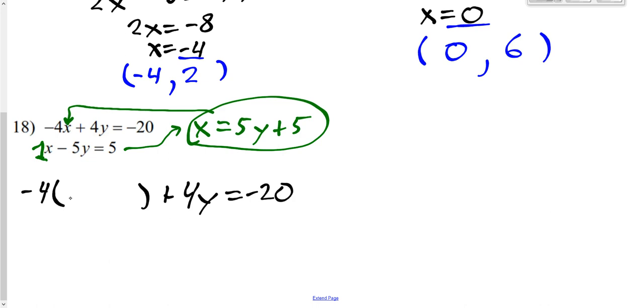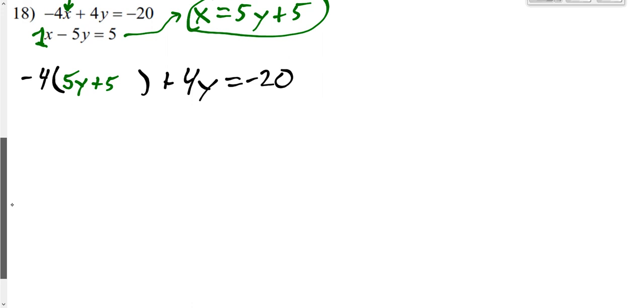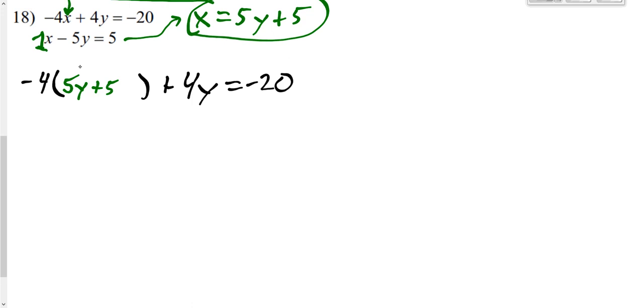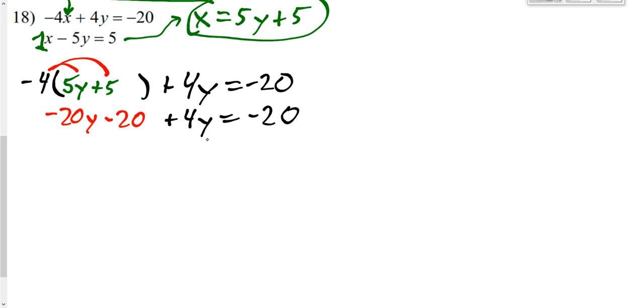Plugging in my x in that spot, 5y plus 5, and then all I have to do is distribute through and solve it for y. So if I distribute through, still with that plus 4y is equal to minus 20. And then I combine my y's together on the left side because these are like terms, and I get a minus 16y, still with that minus 20, is equal to a negative 20.